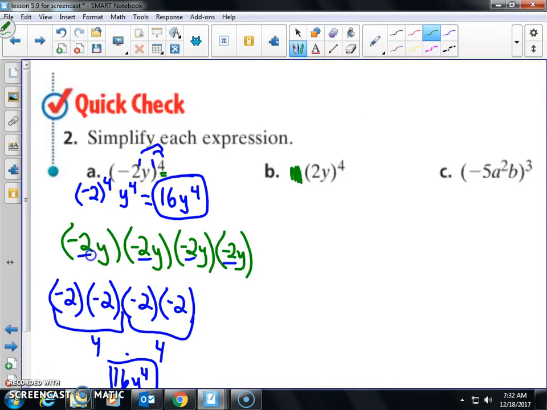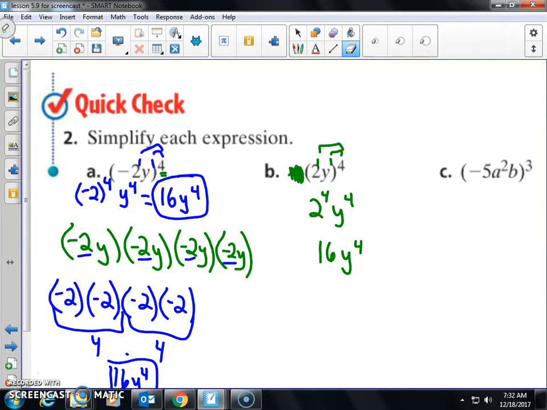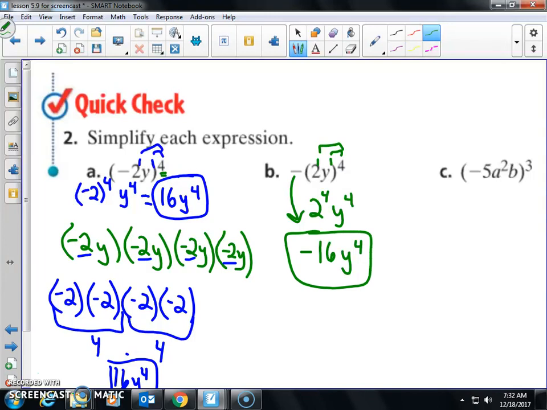Letter B, pretend there's no negative, do all the work first. Well, multiplying my exponents, I have the base of 2, exponent 4, base of y, exponent 4. This turns into 16, y to the 4th. But then I can't forget there was a negative outside which says I need the opposite of that answer. So the opposite of 16y to the 4th is negative 16y to the 4th power.